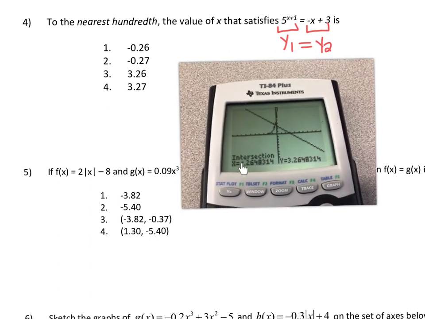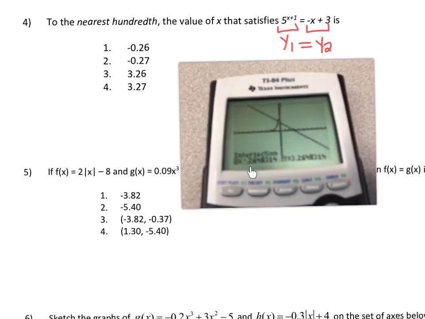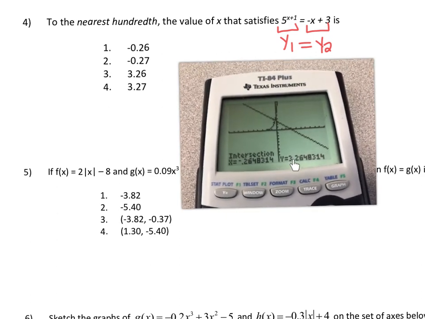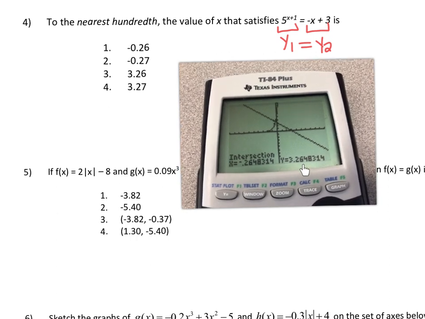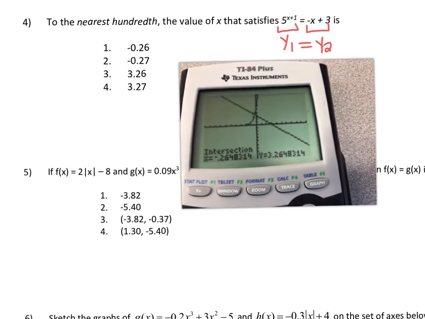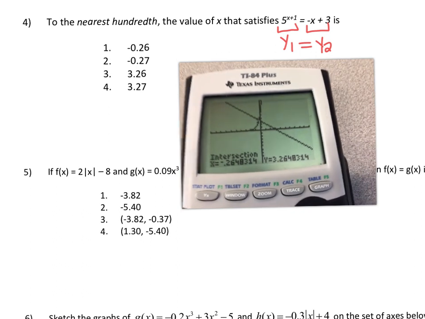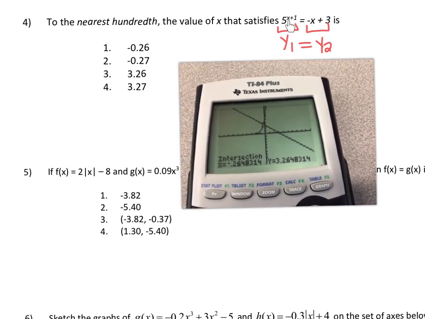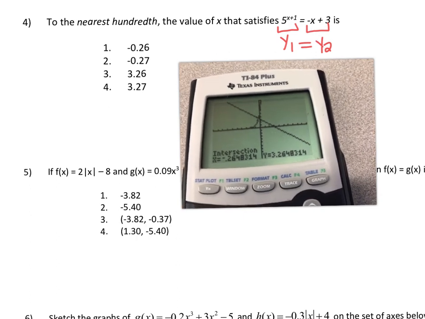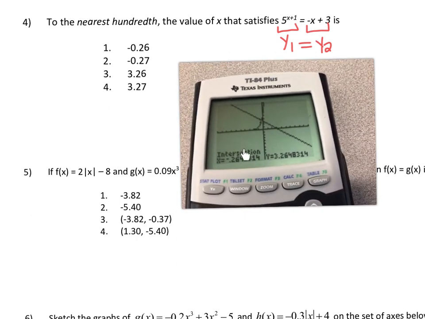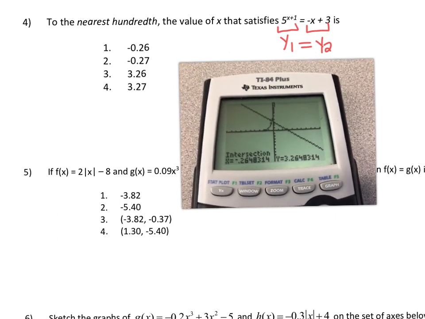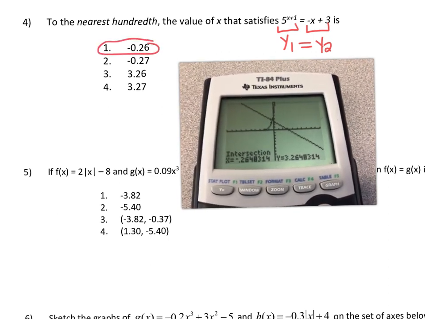This number rounds to -0.26, right, because the 4 afterwards, we keep that at a 6. And your y value is 3.26. But let's think about it. What are we concerned with here, the x value or the y value? Well, let's look at our original equation. The original equation doesn't even contain any y's. It only contains x's, so the x values are what we're concerned with. So -0.26 would be the answer here. All right, so that is choice 1.